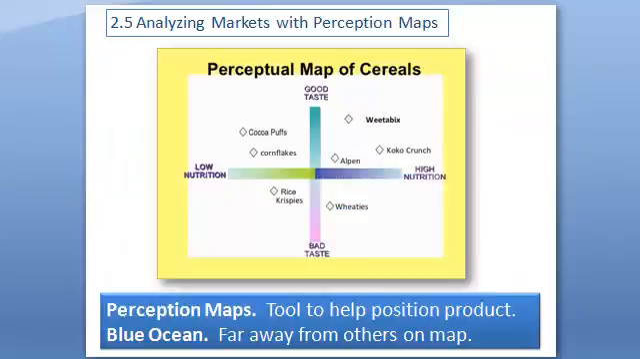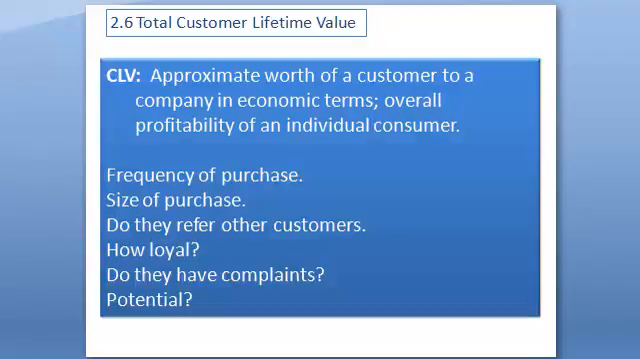All right, 2.5 talks about different ways to analyze markets. So perception maps are a great tool to help you position your product. This is a simple example. I wouldn't memorize it because different businesses are going to do different ones. But this is different cereals on a taste good, taste bad, high nutrition, low nutrition. And you put them where you think these segments would be so that you can see where you stand next to the competition. They talk about the concept of blue ocean. That's where you're way far away from everybody else. Okay? Key thing here, great tool. I wouldn't memorize this one because your business is probably going to use something a little different, but they're going to use the concept.